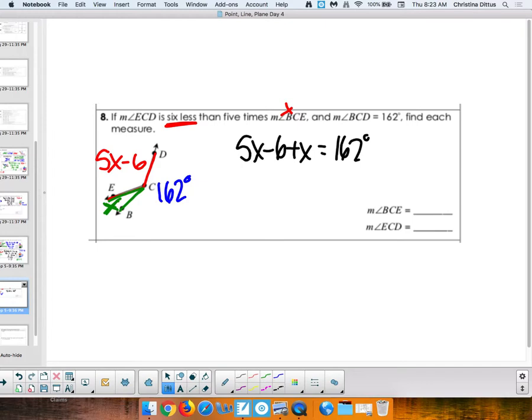6x minus 6 is 162. Add 6, and we get how much? 168. How much is x? 28. BCE should be pretty easy to find. Why? Because it's just x, so how big is it? 28 degrees.